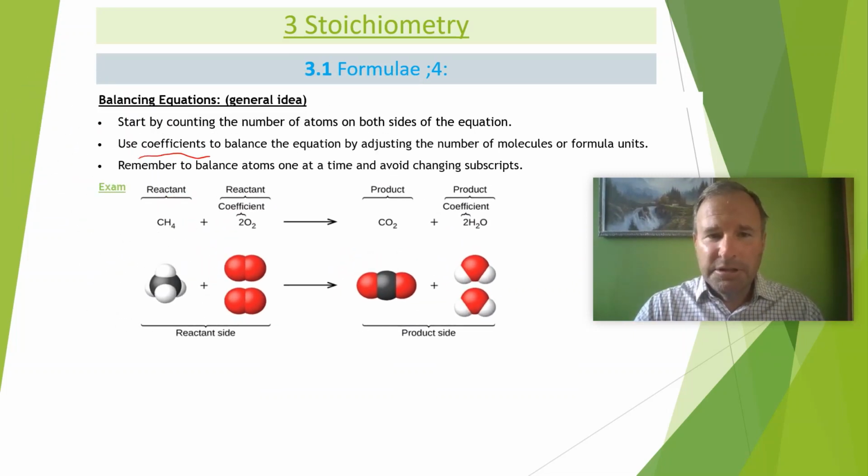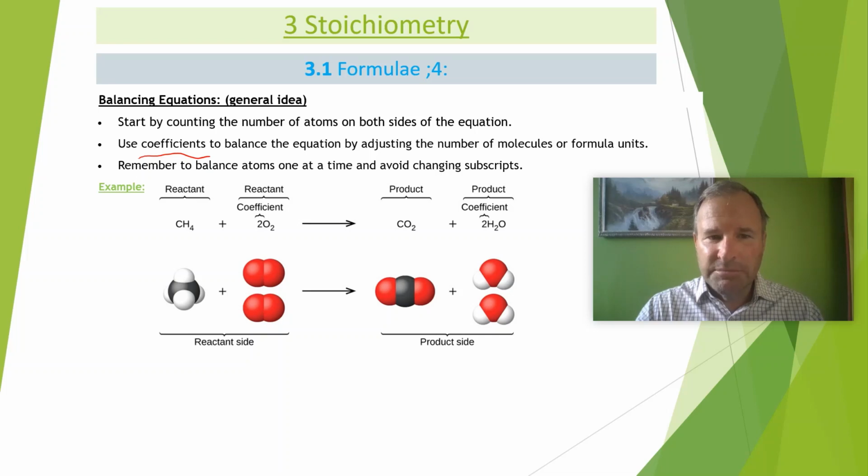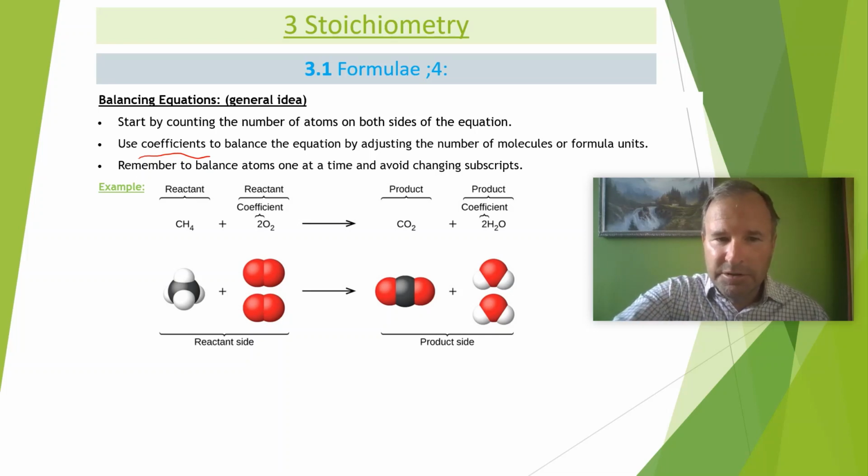Here's a classic example of the combustion between methane, which is here as a model, and oxygen, which is here. So there's oxygen, and then we get two products formed. One of carbon dioxide, that's a chemical formula. Here's one of water, the classic H2O here.